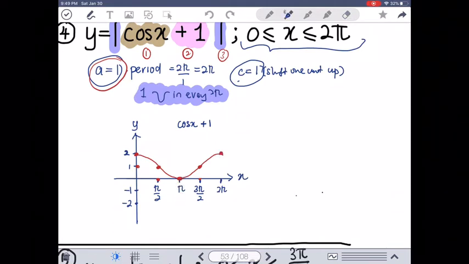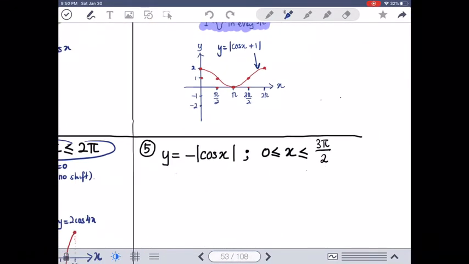Okay. The third one, we need to apply the modulus. Since everything is already on the positive side, we do not have to do anything. We do not need to reflect anything because everything is on the positive side. So this is the right graph. Okay. Next example.